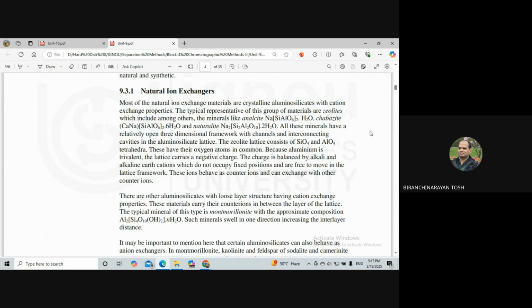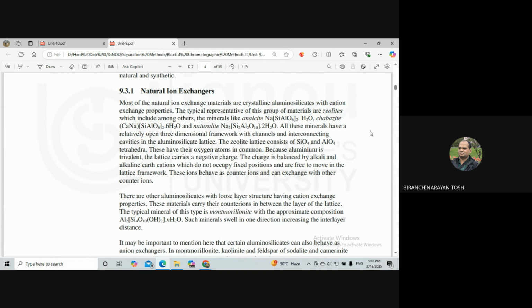Because aluminum is trivalent, the lattice carries a negative charge. The charge is balanced by alkali and alkaline earth cations, which do not occupy fixed positions, and they are free to move in the lattice framework. These ions behave as counter ions and can exchange with other counter ions. There are other aluminosilicates which have a loose layer structure having cation exchange properties.